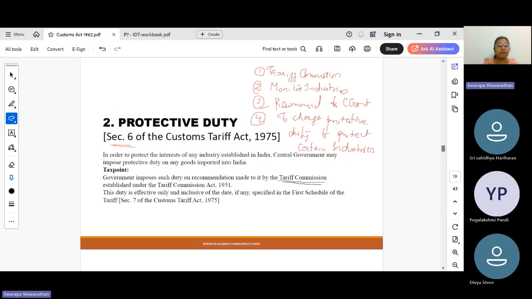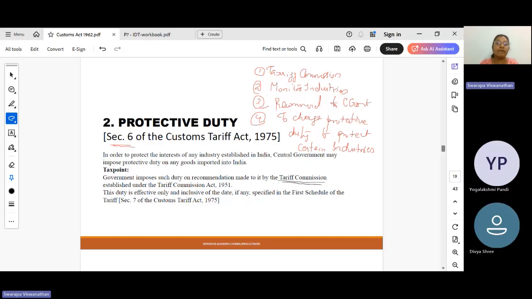Protective duty is charged if the government feels that this particular industry is subject to a threat of excessive import that might affect the domestic industry. So before happening of the event, based on the recommendation of the Tariff Commission, government is taking a proactive action, charging a protective duty to protect this industry from any kind of malpractices or excess imports of foreign products that will affect the domestic market. That is protective duty. So it is based on the recommendation of Tariff Commission. It is to monitor the industries where there is a threat of excessive imports. There is a threat to the domestic industry.